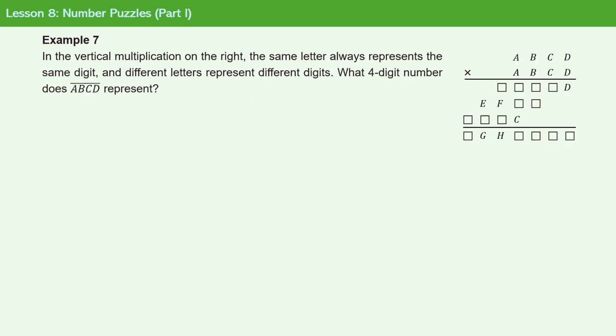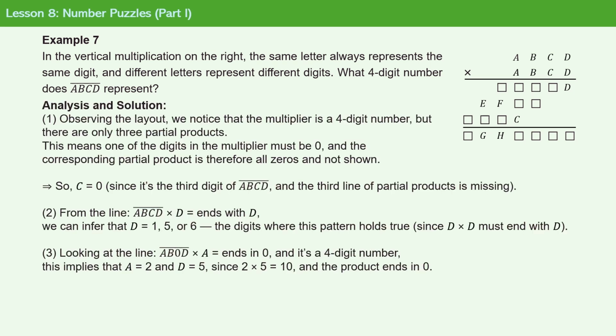Example 7. In the vertical multiplication on the right, the same letter always represents the same digit, and different letters represent different digits. What 4-digit number does ABCD represent? Observing the layout, we notice that the multiplier is a 4-digit number, but there are only 3 partial products. This means one of the digits in the multiplier must be 0, and the corresponding partial product is therefore all zeros and not shown. So, C equals 0, since it's the third digit of ABCD, and the third line of partial products is missing.